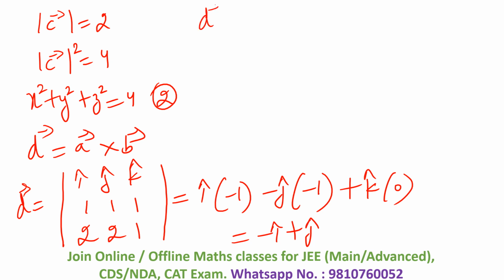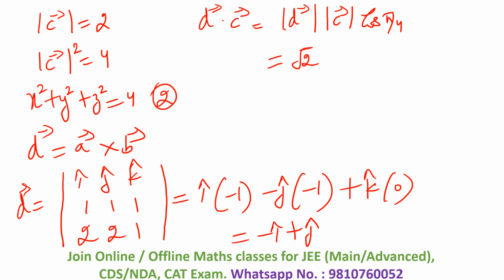Now let us find d dot c. Now it is given that the angle between vector d and vector c is pi by 4. So d dot c will be equal to mod d into mod c into cos of pi by 4. Now students, mod of d is nothing but root 2. Mod c we have already found, and this is 2 into cos of pi by 4 means 1 upon root 2. So this value becomes 2.